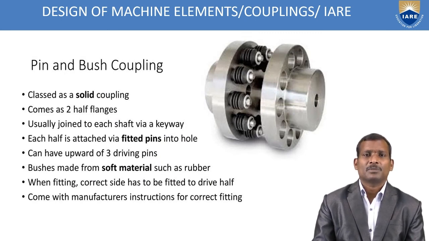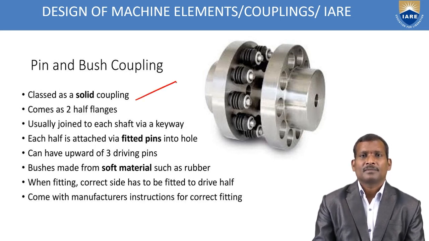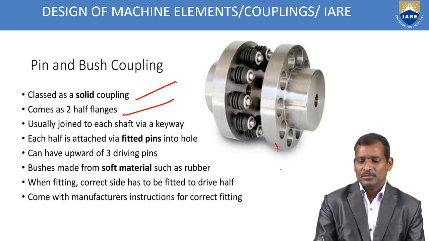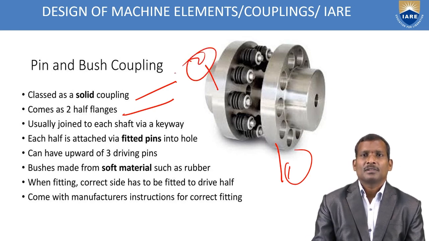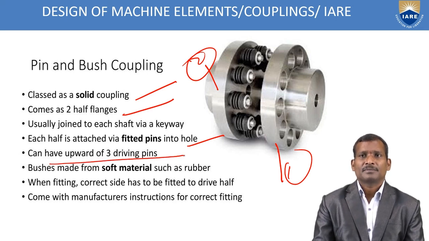This also comes under flexible coupling, classed as a solid coupling. This one also comes as two half flanges, here flange 1 and flange 2. Each is usually joined to its shaft via a keyway. Each half is attached via pins fitted into holes. It can have up to 3 driving pins, as shown in the figure. Here two halves are joined, two flanges.